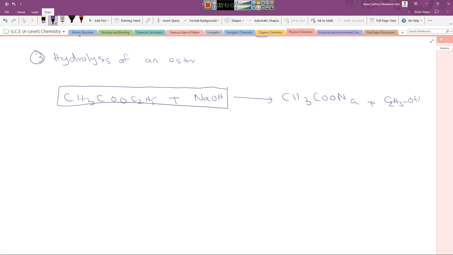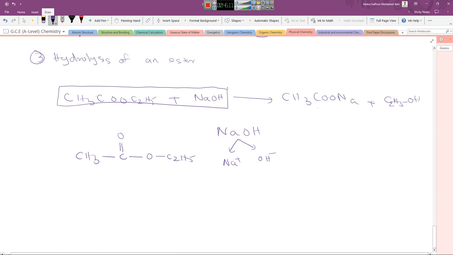So I will explain to you how to predict the products, right? If I draw the structure of this ester, CH3C double bond O, C2H5, and we have NaOH also. This NaOH will dissociate as Na plus and OH minus. Now here, this bond will be taken by oxygen and this C2H5 will be released. So we have C2H5 with a positive sign, with a deficiency of electrons, and it has become CH3C double bond O minus.